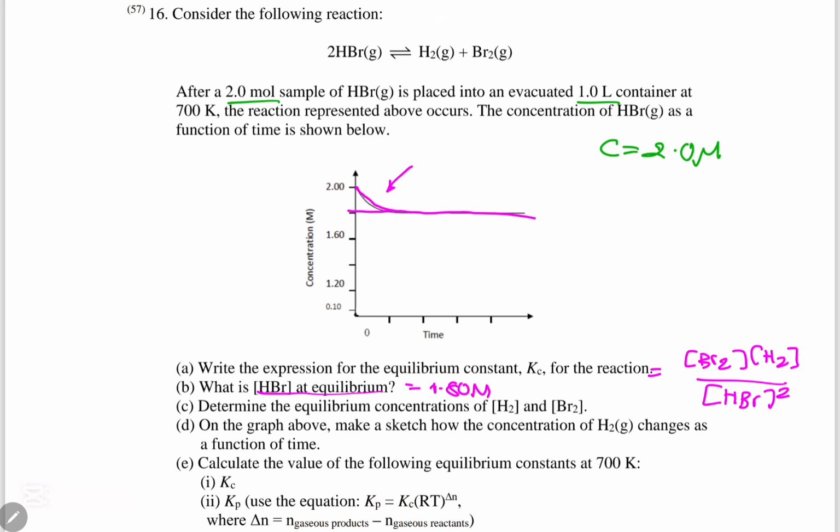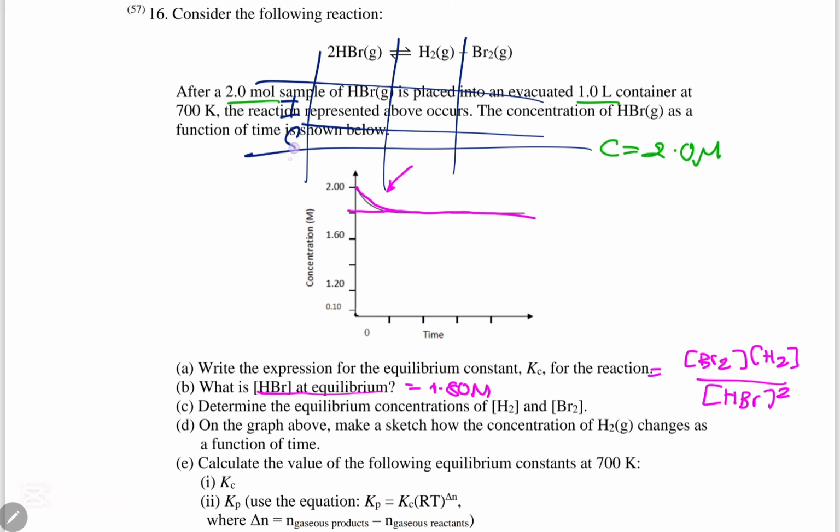Now determine the equilibrium concentrations of H2 and Br2. So here we just need to apply the ICE table. So I, C, E. Here initially it was 2, here it was 0, here it was 0. So here we did minus 2x and we ended up with 1.8. That means x is going to be 0.10. So here it's going to gain x, here it's going to gain x. So then here it's 0.10, here it's 0.10. So the equilibrium concentration of H2 and Br2 is 0.10 for both of them, it's the same value.